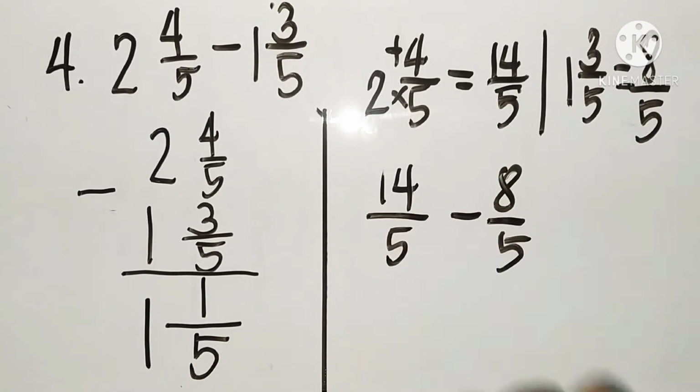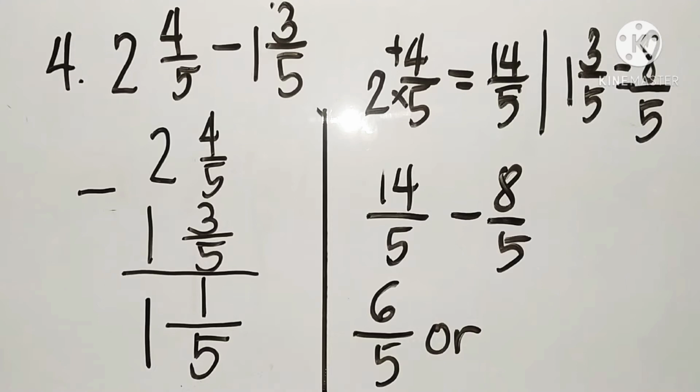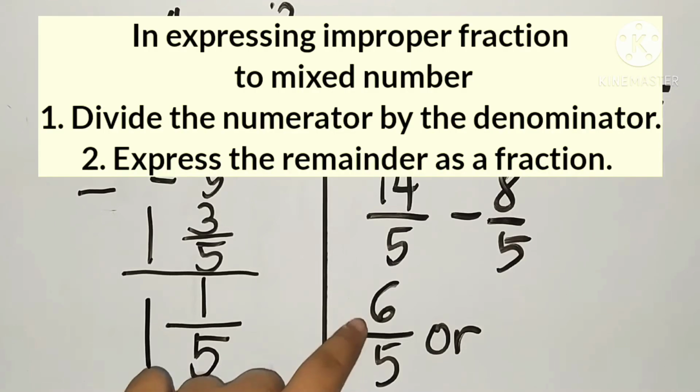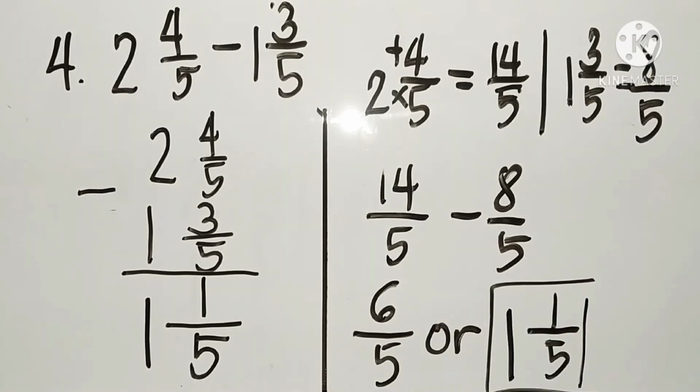So, 14 minus 8 is 6. Copy the denominator 5. Or, 6 over 5 can be expressed into mixed number. Just divide the number. 6 divided by 5 is 1. So, 6 minus 5 is 1 over 5. So, yan ay matitira 1 and 1/5. Ito na po yung sagot. So, pareha ba sila nakuha ang sagot? Pareha naman. Pwede nyo gamitin yung improper, pwede nyo rin gamitin yung vertical.